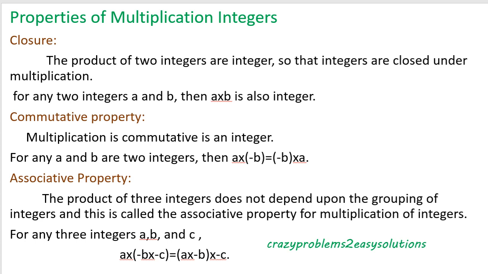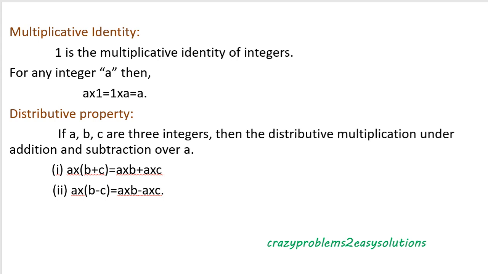Properties of multiplication of integers. Closure: the closure property is satisfied under multiplication. Commutative property: the product is an integer only. For any integers, taking A into minus B or minus B into A, we get minus of A into B only. Associative property is also satisfied under multiplication. Multiplicative identity: one is the multiplicative identity of integers. For any integer, multiplying by 1 gives the same answer. So A into 1, 1 into A, the answer is A.